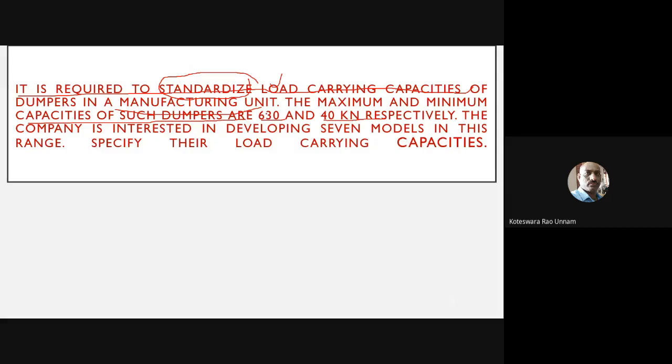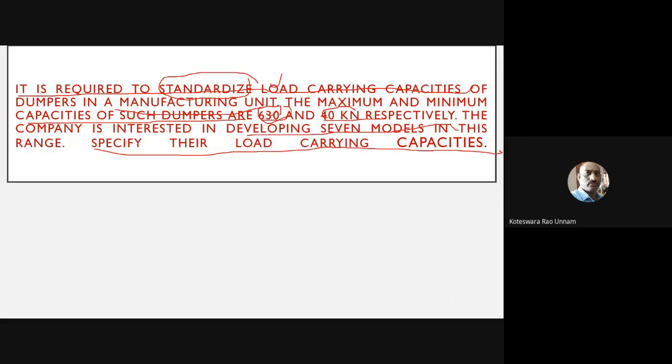So for the standard series, you have set the minimum limit and the maximum limit. 630 newtons is the minimum limit and 40 kilonewtons, that means 40,000 newtons, is the upper limit. The company is interested in developing 7 models. So within this range, 630 to 40,000, you want to develop 7 models only. Then what are the standard sizes for those load carrying capacities? So this is the question.